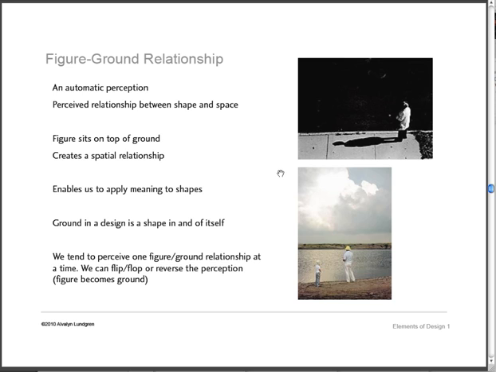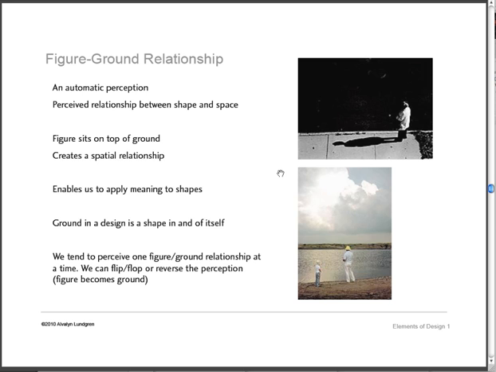We automatically perceive and look for figure-ground relationships. Figure always sits in front of or on top of ground, and therefore there's an overlap sense at least, and therefore there's a spatial relationship. Something's in front of or on top of something else. And the figure-ground understanding helps us understand what we're looking at, to comprehend things.